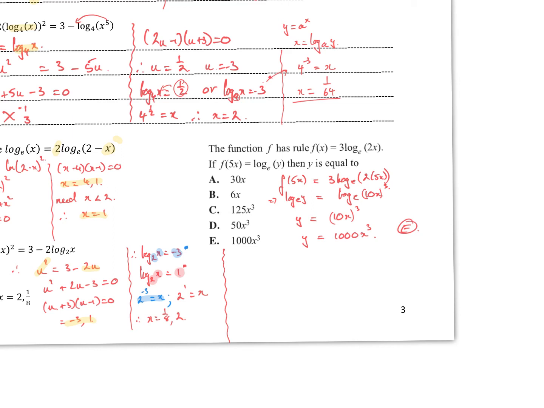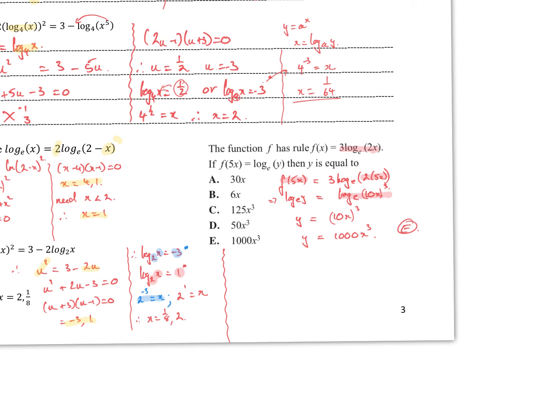What have we got? We've got f of x equals 3 natural log of 2x. Now, if f of 5x is equal to natural log of y, let's work out what. f of 5x, if I substitute it into my function, is the same as 3 log base e of 2 times 5x, which is log base e of 10x to the power of 3.